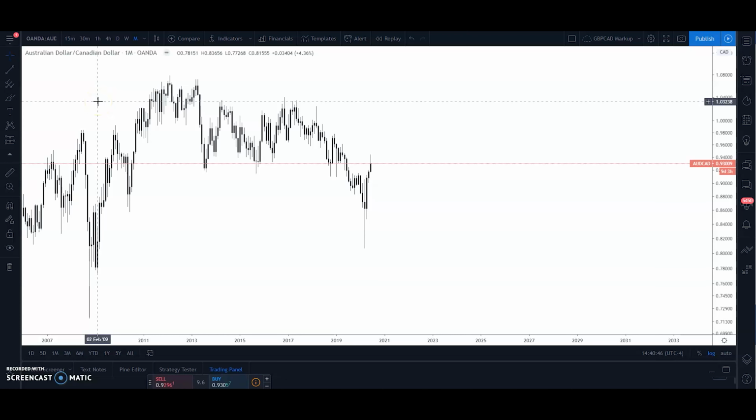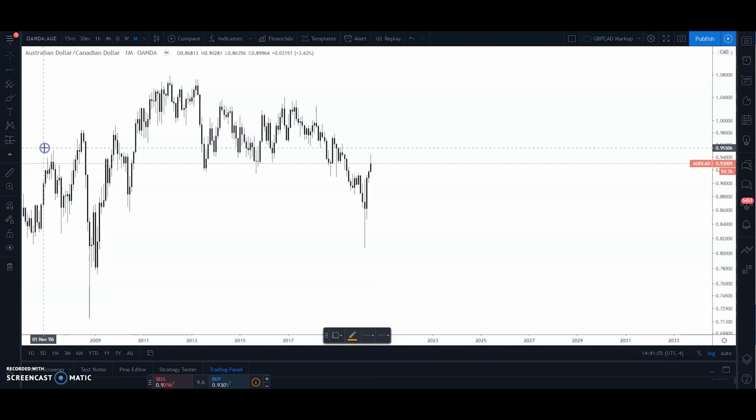So I pulled up the Australian dollar versus the Canadian dollar. I'm on the monthly chart, and I've saved each of the time frames that I look at frequently right here at the top so I can easily access them.